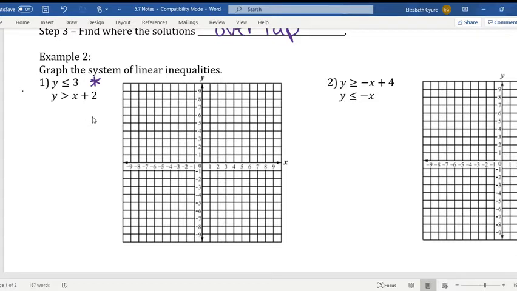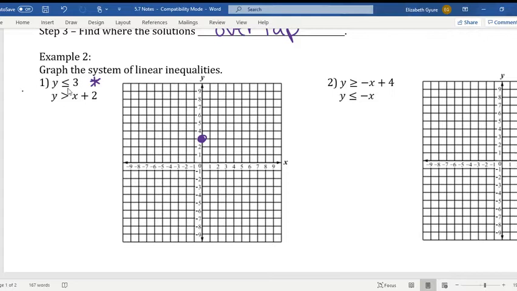Anybody think they know? Yeah. I asked that since it's y is less than or equal to 3, do you think I should put my dot at 3 on the y-axis or the x-axis? Yeah, the y-axis, exactly. So put a dot at 3 on the y-axis. Now, if we drew a vertical line, isn't there already a line there? So we want to draw a horizontal line.